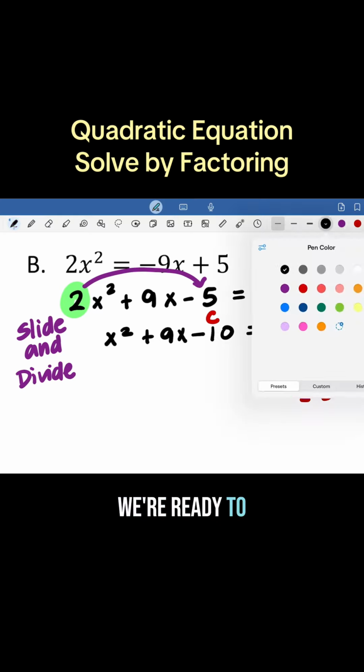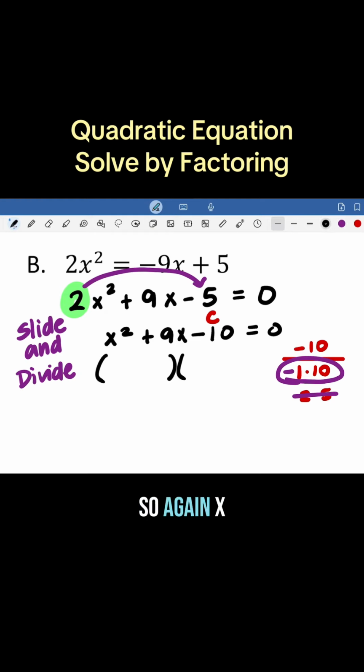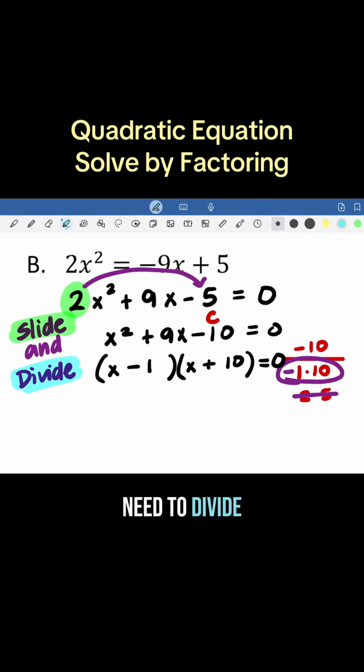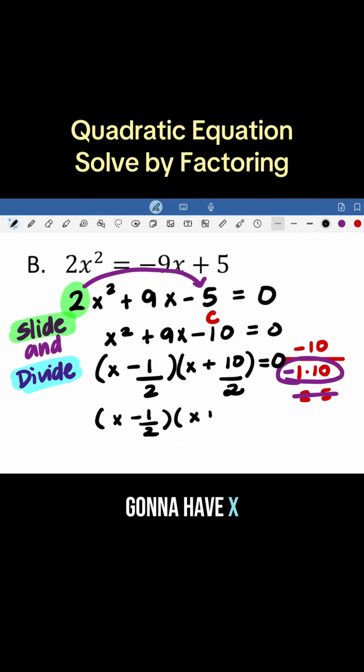So now we're ready to factor this. Again, x squared is going to be divided up among both groups. So we're going to have x, and then we have our factors of negative 1 and then positive 10. Now, we did slide. However, we also need to divide. After you basically were borrowing the 2, now we need to give it back. So undo multiplication by using division. I'm going to divide both of these values by 2. Once I do that, I'm going to have x minus 1 over 2, and then I'm going to have x plus 5.